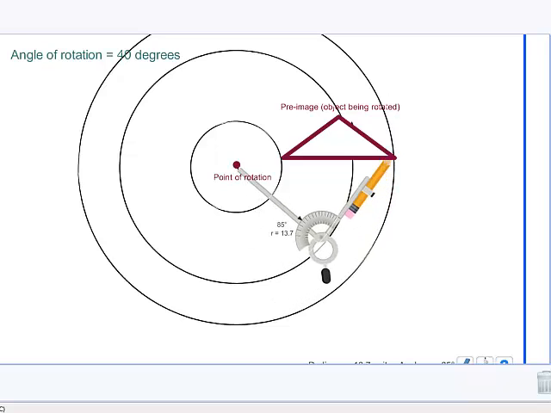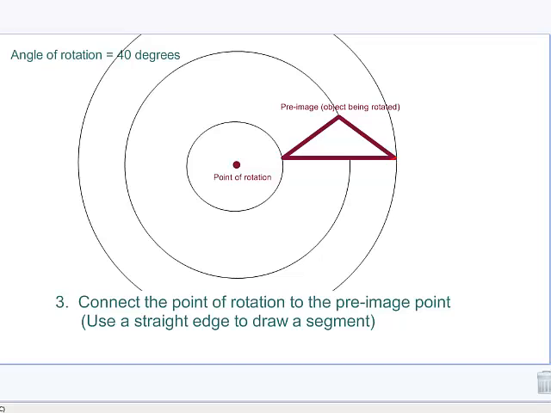Done with compass. Once you've got your circles drawn in, you want to move on to step three.